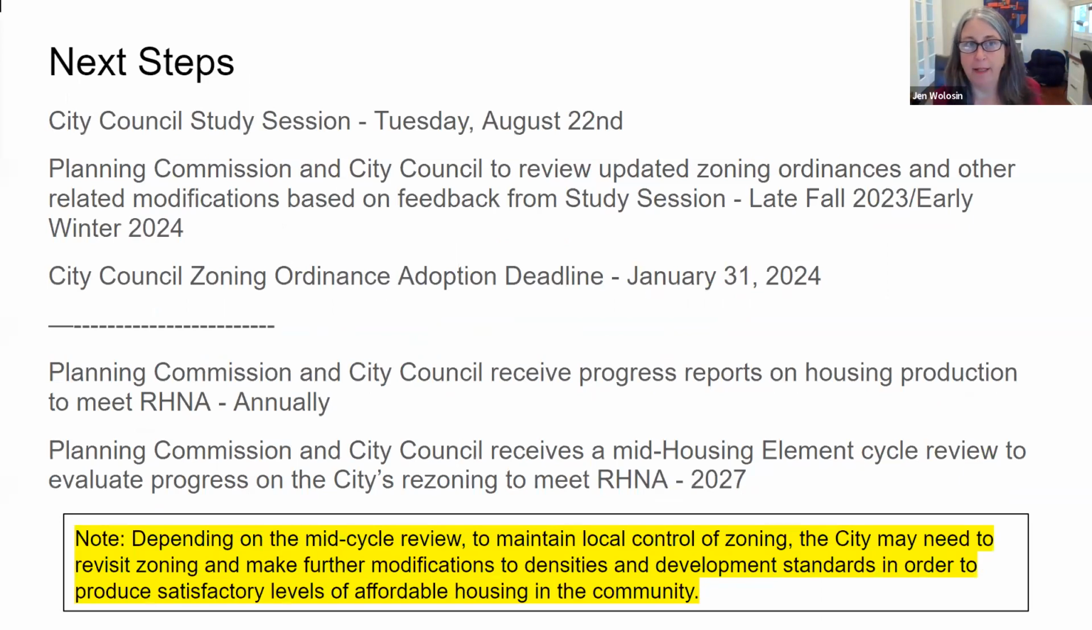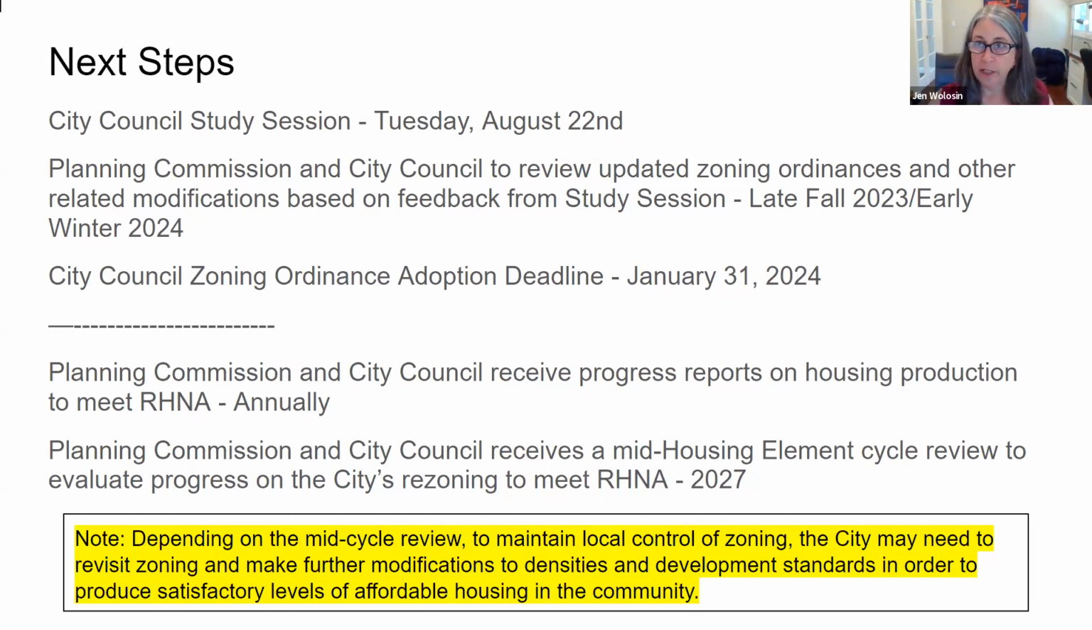I encourage you to pay attention to the next steps. The study session will be held on August 22nd. If you missed that, or if you're watching this video after August 22nd, this will be coming back in late fall or early winter for the staff to present how they've updated the zoning ordinance for the feedback that we're giving. And then again, we must adopt these zoning changes by January 31st, 2024.